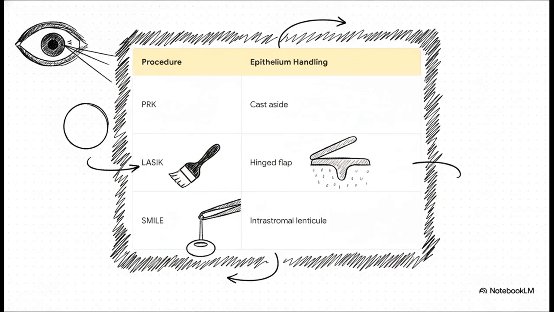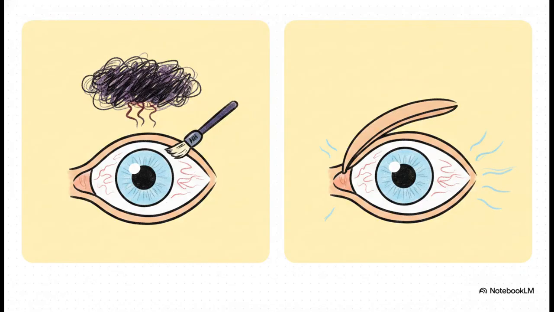But here is the single most critical branch point, the factor that defines our entire surgical algorithm. How do we handle the epithelium to get down to that stroma? Whether we brush it aside, create a flap, or bypass it entirely, that's what determines if we're doing PRK, LASIK, or SMILE. Let's contrast the big two, which brings us to a classic board question.